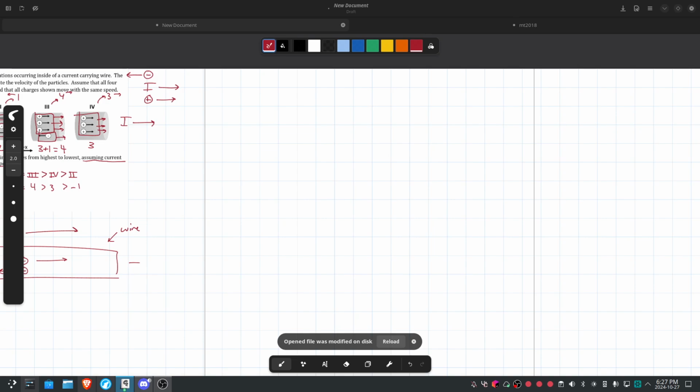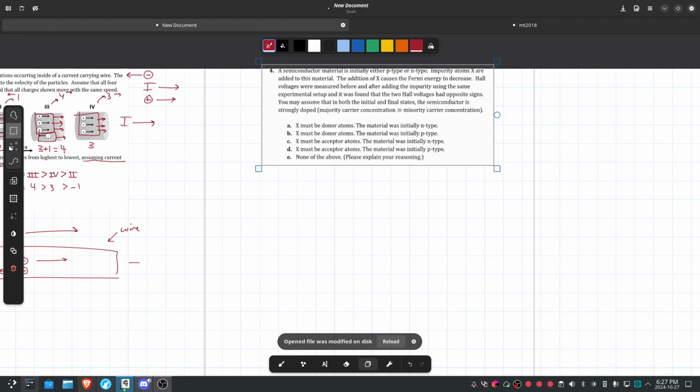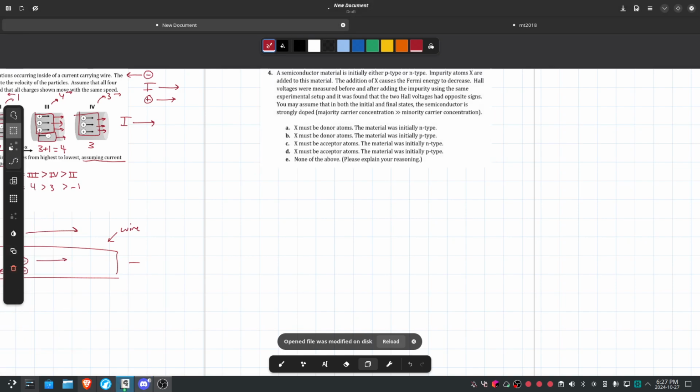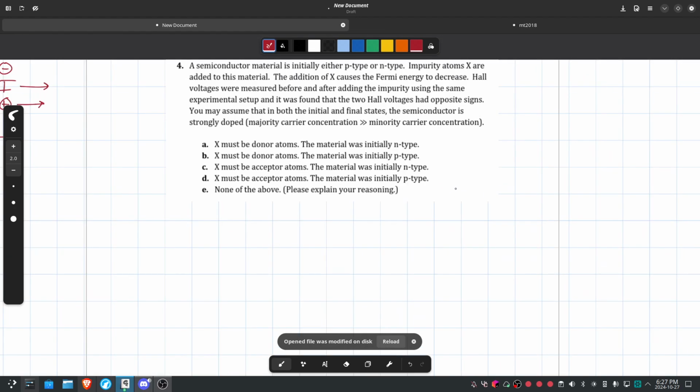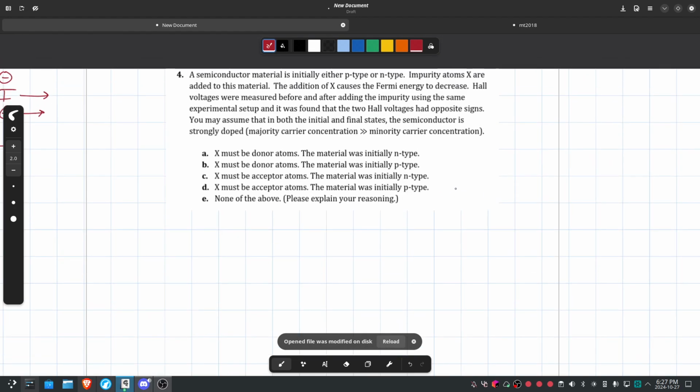The next question that I wanted to go over was, oh, here. This one's a Fermi energy level question, so it ties in perfectly with what we did earlier. A semiconductor material is initially either p-type or n-type. Impurity atoms X are added to this material. The addition of X causes the Fermi energy to decrease. Hall voltages were measured before and after adding the impurity using the same experimental setup, and it was found that the two Hall voltages had opposite signs.